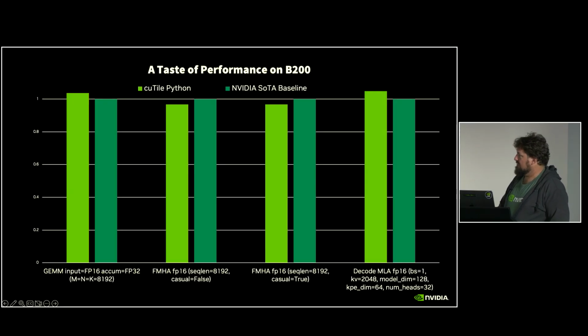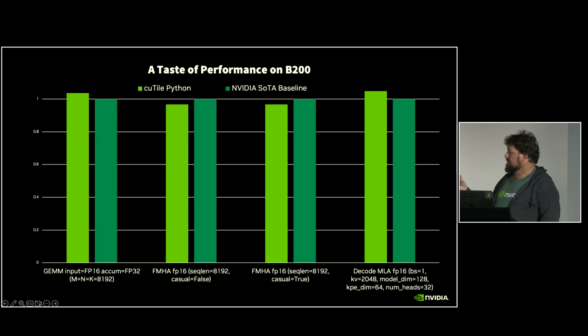Of course, everybody asks us, how does this look? So comparing to our state-of-the-art baseline, here are 4 kernels inside your inference: your GEMMs, your fast multi-head attention, forward multi-head attentions, and then some decoding MLA operations. We're already seeing ourselves beat cuBLAS and cuDNN in specific operations.